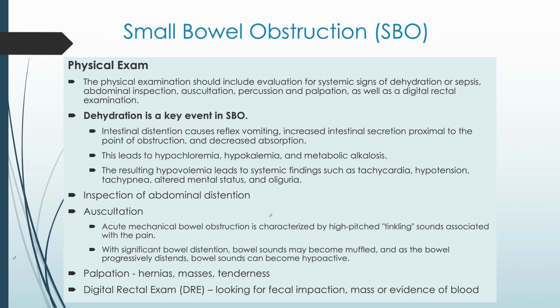With small bowel obstructions, because of the intestinal distension and all the vomiting and the loss of fluids and decreased absorption, dehydration tends to set in pretty quickly, and it can be one of the key and hallmark features of small bowel obstruction. And because of this persistent vomiting, fluid loss tends to lead to hypochloremia, hypokalemia, and even metabolic alkalosis. So you do have to be wary of that.